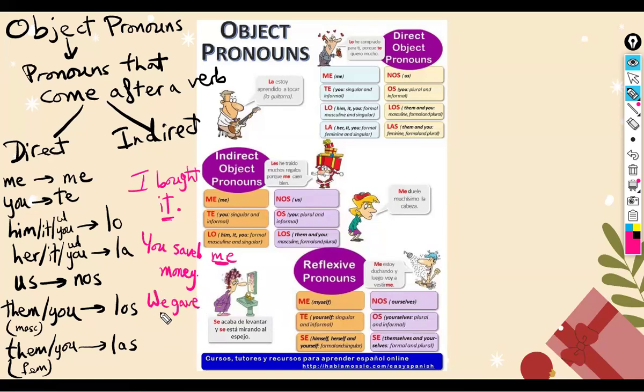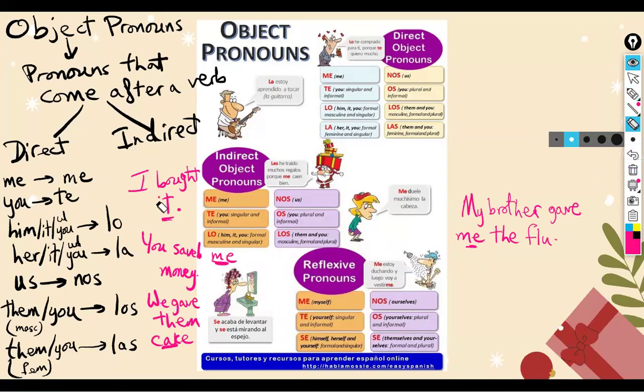We gave them cake. My brother gave me the flu. Right? Me again. Right? All of these are object pronouns in English. You don't need to take on these examples. I'm just showing them. Now, on the other side, I'm going to go do indirect. What are the indirect object pronouns? That is the second piece of the graphic here.